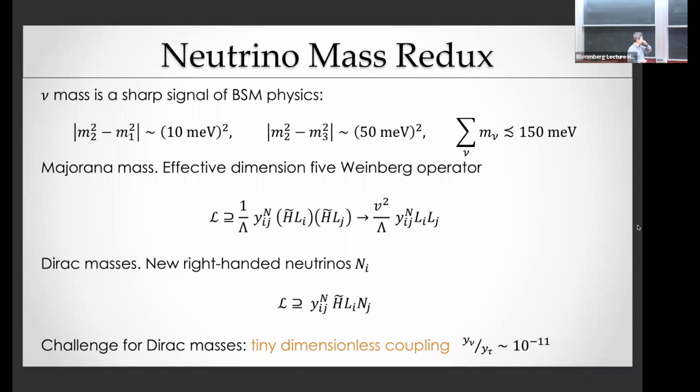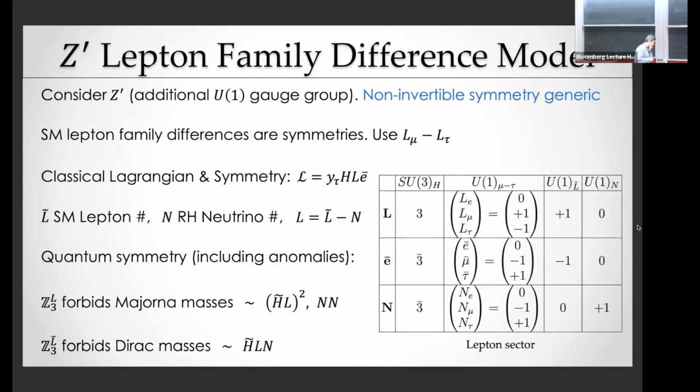I'll try to give an explanation for that 10 to the minus 11 using the mechanisms that I have discussed so far. I'll be kind of fast, but I'm happy to talk more about it. We're going to consider a model where we have a new U(1) gauge field, a so-called Z prime. This Z prime will couple to lepton family differences. In the standard model, what are the U(1) symmetries that you might try to gauge? There's U(1) B minus L, but there's also L mu minus L tau and L e minus L mu. Those are allowed anomaly-free symmetries that we could gauge.